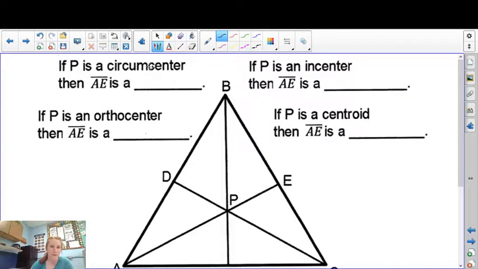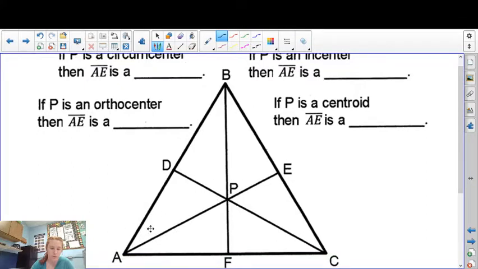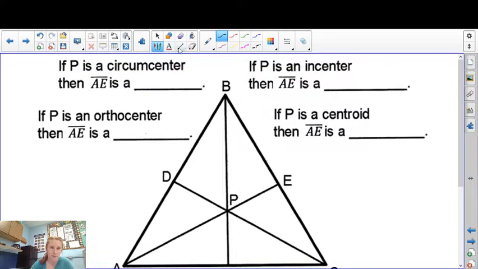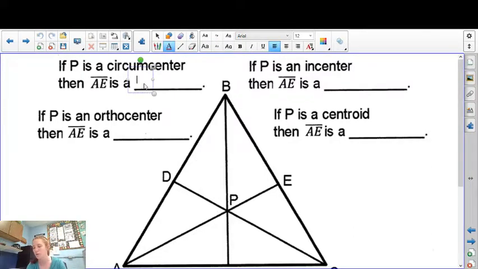If P is a circumcenter, then AE is a blank. Circumcenter deals with cutting angles, called a perpendicular bisector.